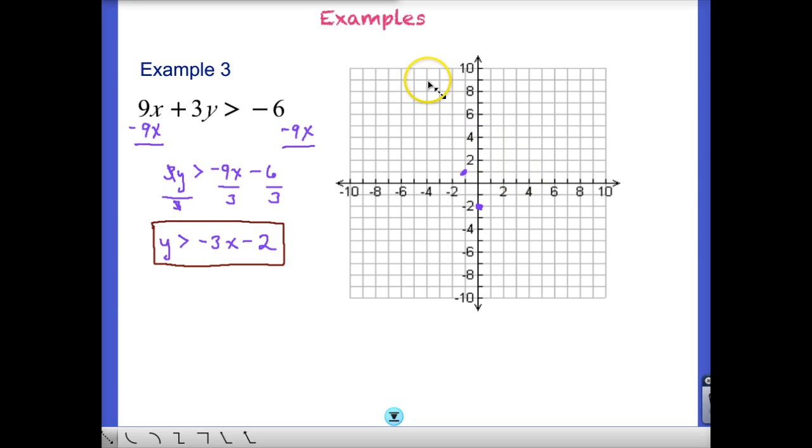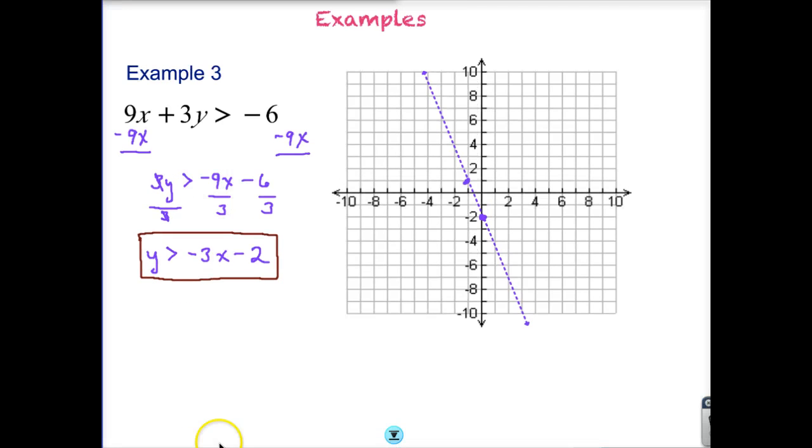All right, so we are ready to draw our boundary line, and we just need to determine that our boundary line, in this example, is going to be dashed because we just have a greater than sign and not a greater than or equal to sign. Let's look at our shading. So we want to shade all the y's that are greater than our boundary line. Well, our y's that are greater are above right here, so I'm going to shade above.